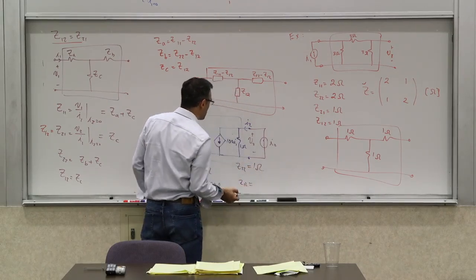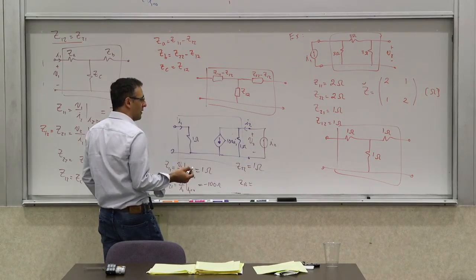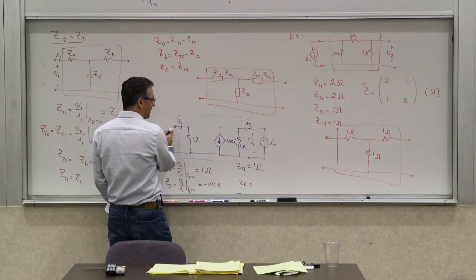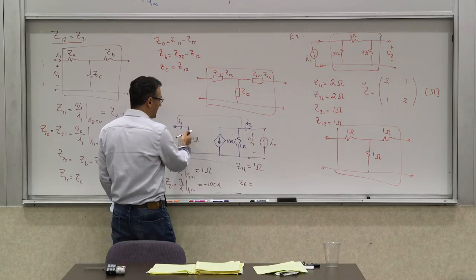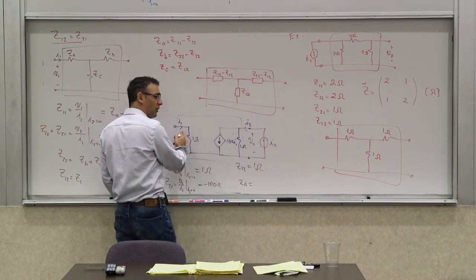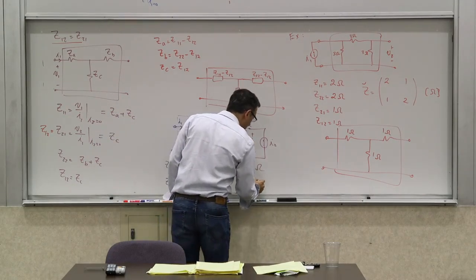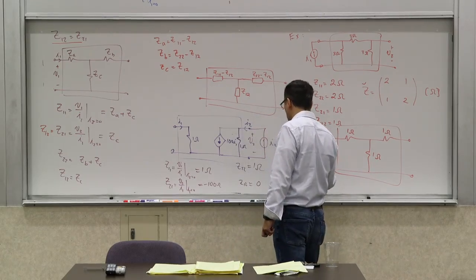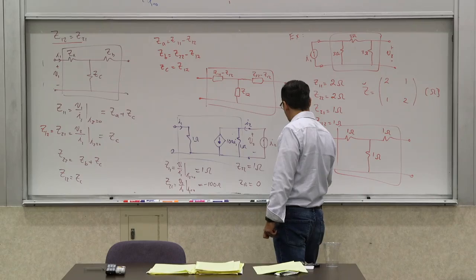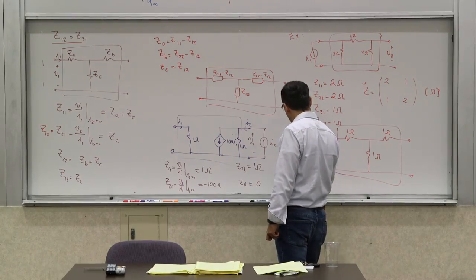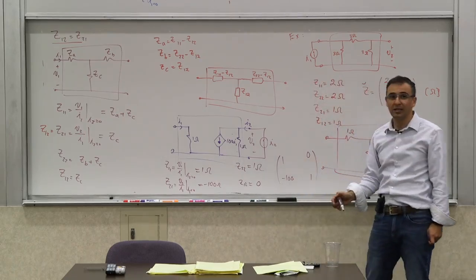And then how about Z12? We are applying this current here, and we are looking at what the voltage would be here. Do we produce any voltage here? No, this circuit is isolated from that. This current is still 0, so all of it goes through here. There's no reason for any voltage to be generated here, so that would be 0. So the Z matrix looks like 1, negative 100, 0, and 1. And you clearly see that these two off-diagonal terms not being equal makes it non-reciprocal.